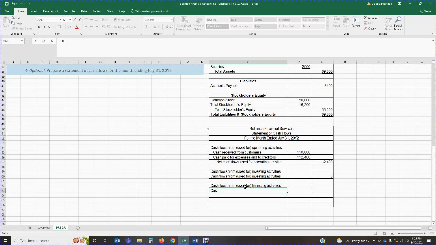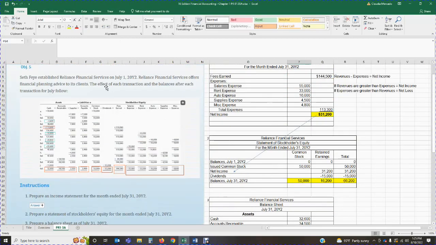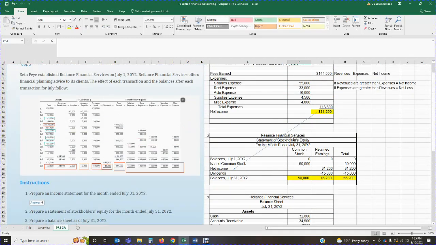So when we issued common stock, what did we get? We received cash. We, the business, got cash. So we have cash received from issuing common stock. And how much did we get? We got $50,000. Okay, where am I getting those $50,000? From the common stock section.